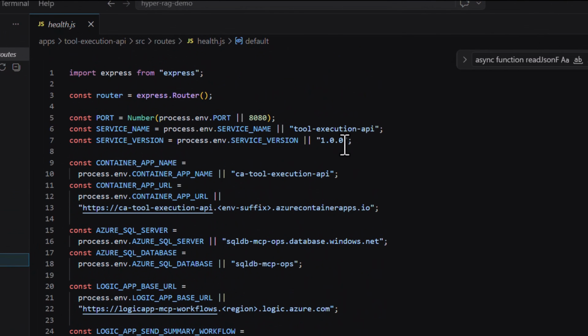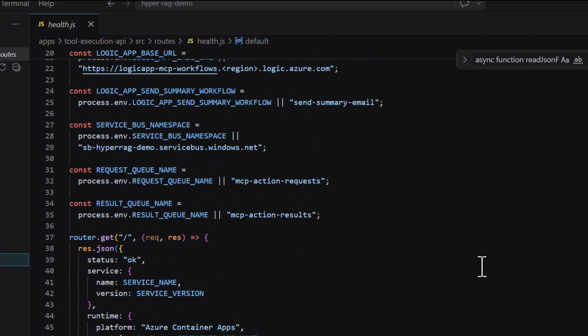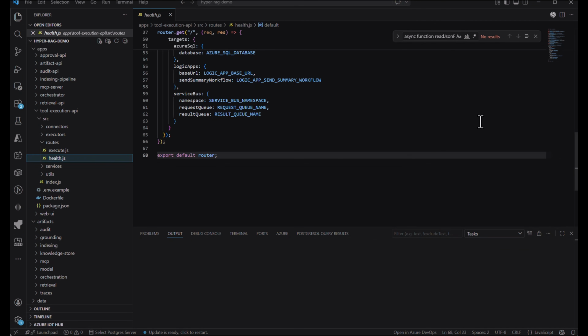This is a small file, but it is useful in the demo because it clearly shows which Azure resources this execution layer depends on. Here we can see the reference to Azure SQL, Logic Apps, and Service Bus. Even though this is formally just a health endpoint, it is useful because it connects what we are looking at in the code with what we later show in the Azure portal. We can clearly see where the tools are defined, how their rules are controlled, and how the execution layer is connected to real Azure targets.